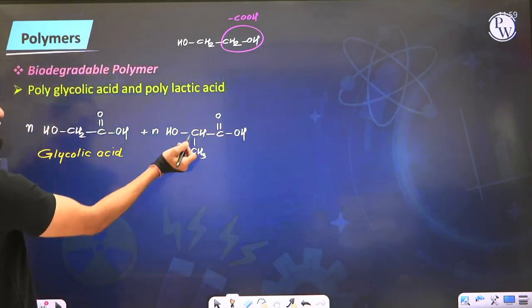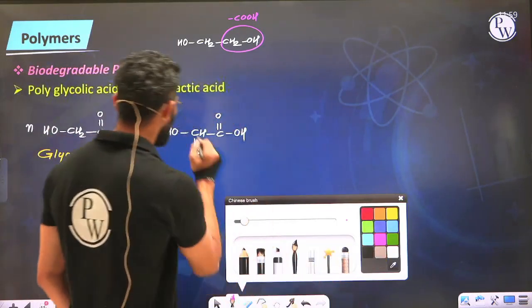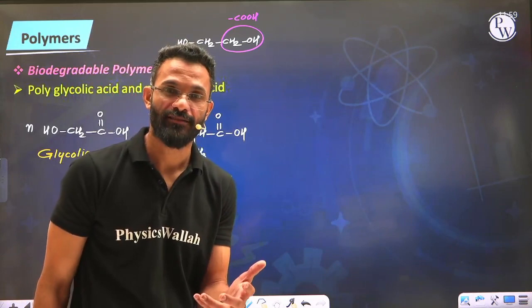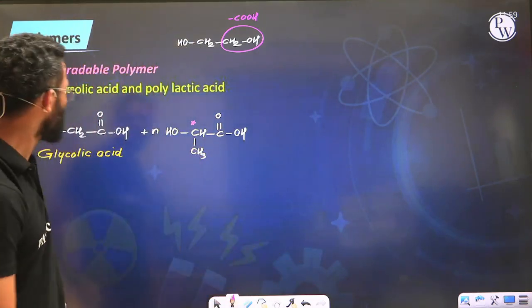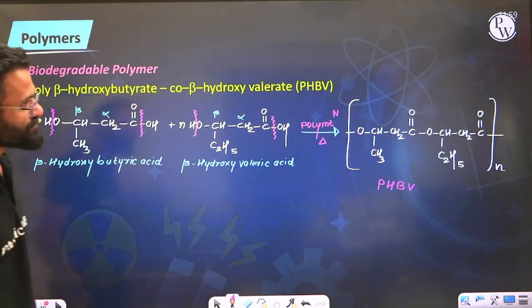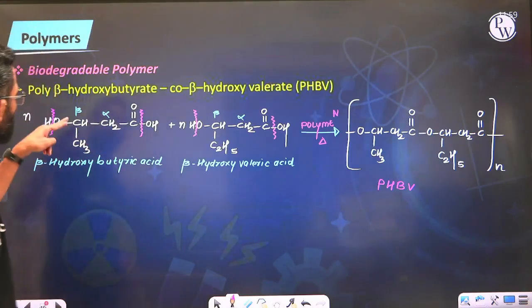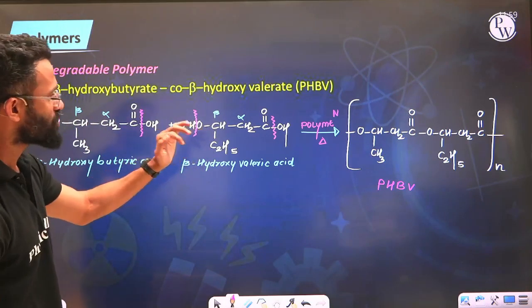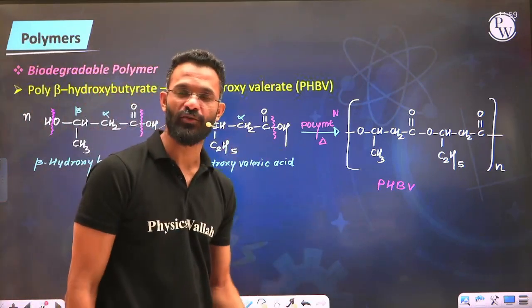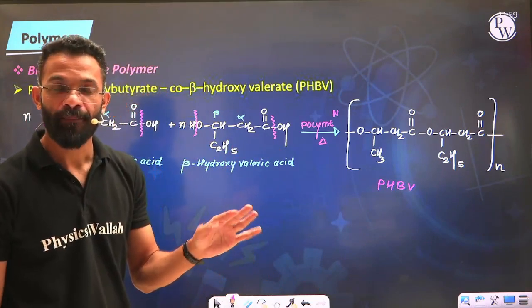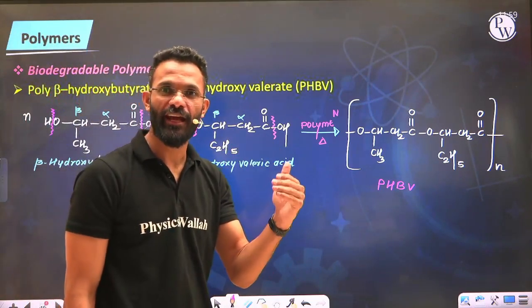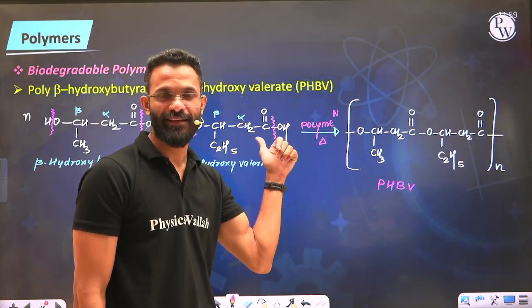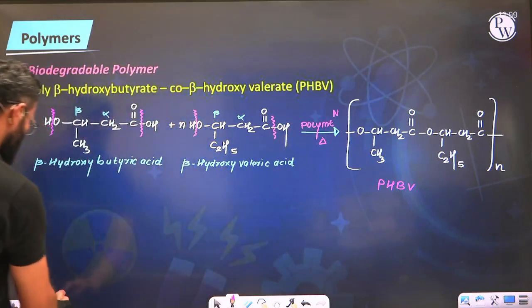Right, everyone? You see, that's a chiral carbon atom. Sometimes you may have a question related to this as well: which of the following polymers is chiral? One such example is polyglycolic and polylactic acid. If you look at beta hydroxybutyric and beta hydroxyvaleric acid, they also have a chiral carbon atom. So even these two monomers will produce a polymer which is chiral. These two examples, PHBV and polyglycolic and polylactic acid, that is PGA and PLA, contain optical activity in their product as well as in their reactant, the monomeric unit. So remember that as a fact.